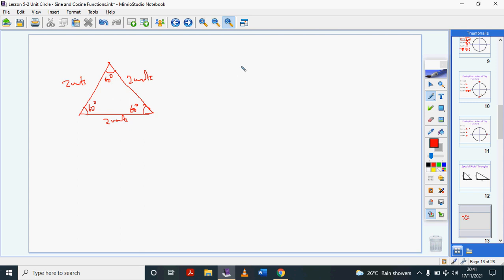If I decided to split this triangle in half, forgive my drawings, this side will be 1 unit, this side will be 1 unit, this side will be 2 units, this will be 60 degrees, this will still be 60 degrees, but this will be 30 degrees, and this will also be 30 degrees. Now, because I have these angles 30, 60, I can find their ratios. I can find the sine, cosine, and tangent. But I will need to find the height of this triangle.